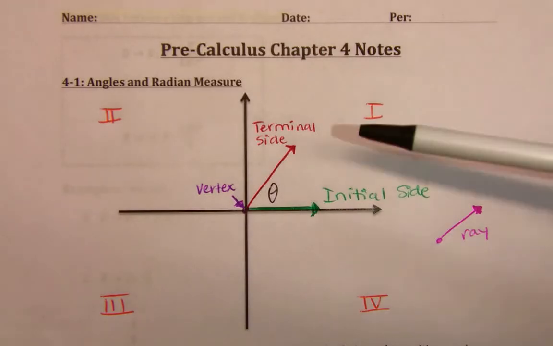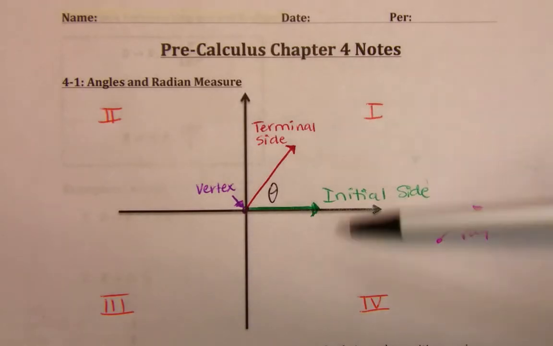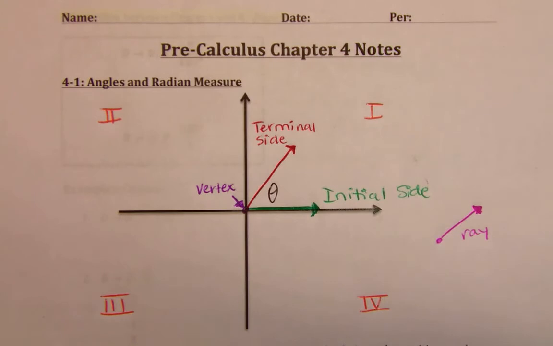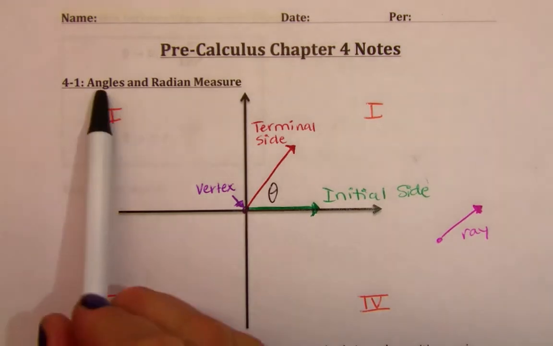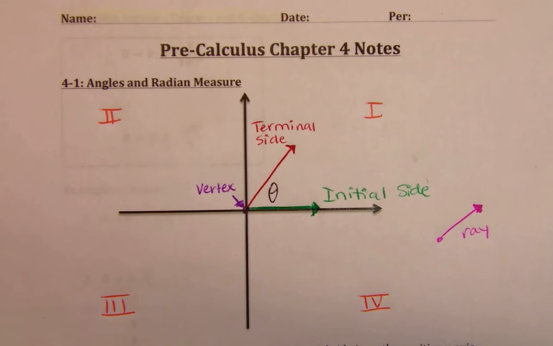Okay, so this is the beginning of chapter 4. This is one of our longer chapters in semester 2. So let's get started with 4-1. We're talking about angles and radian measure. A lot of this information will hopefully be review for you, but we want to make sure that everybody is on the same page and that you know what we're talking about with all of these different terms.